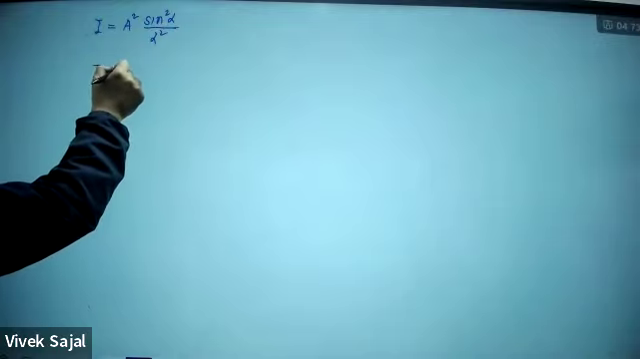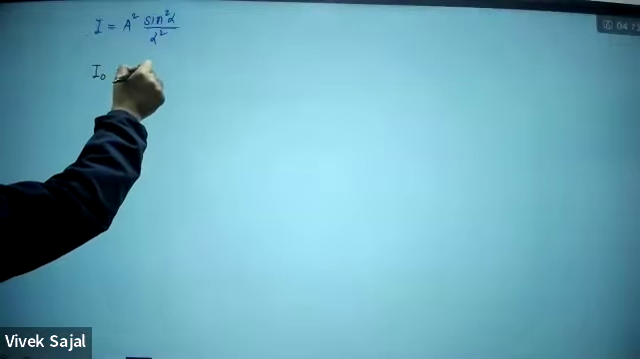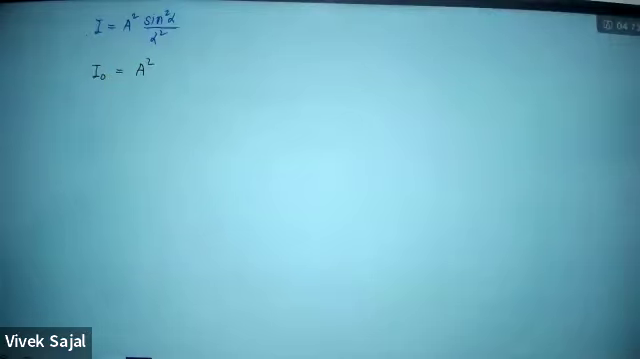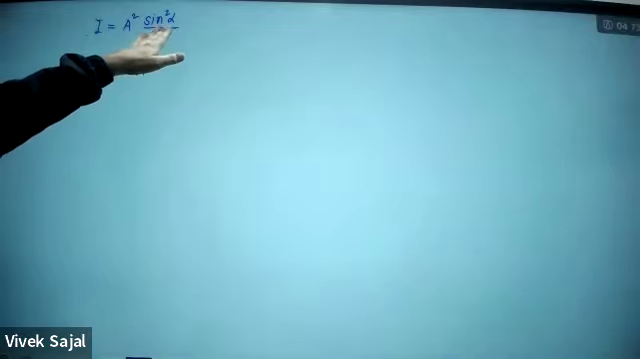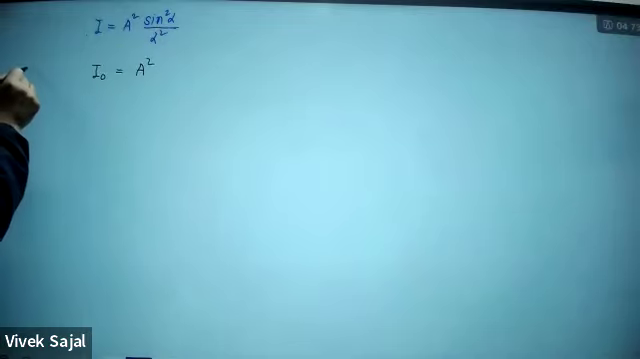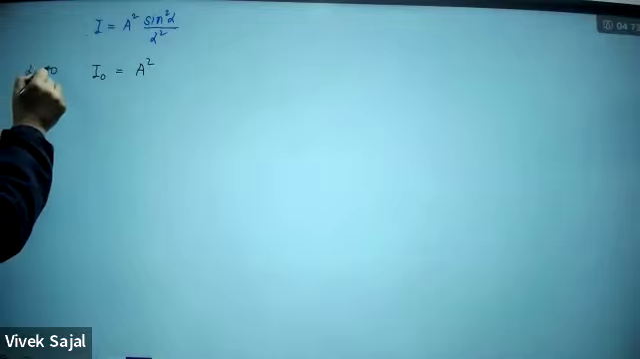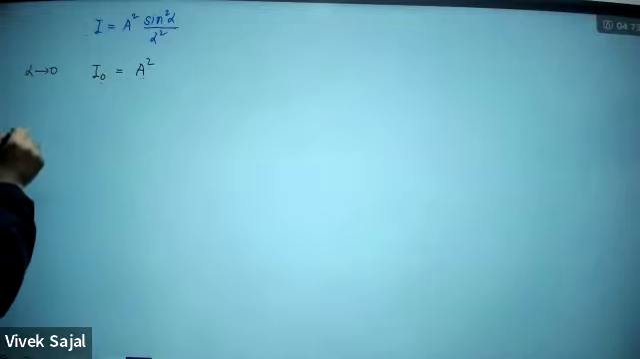Central maxima, intensity of the central maxima will be A square. Because here alpha is tending to 0. Try to understand, here alpha is tending to 0. So I naught will be A square.